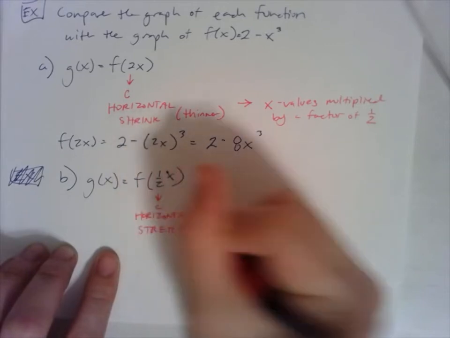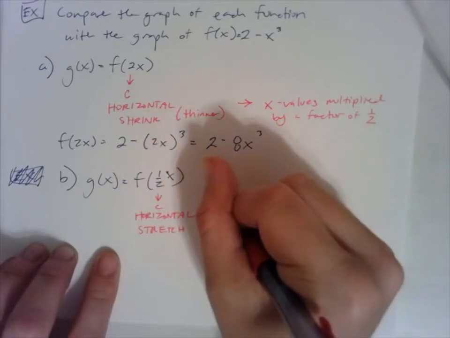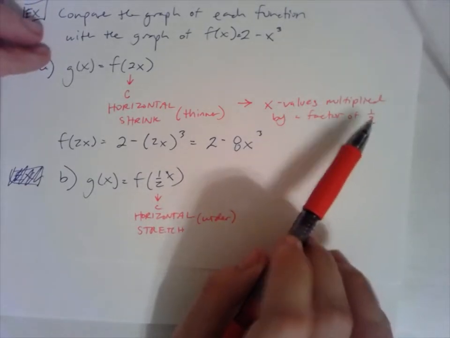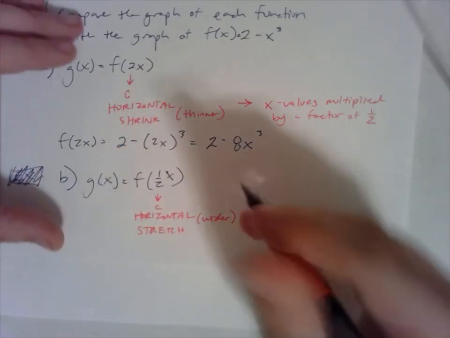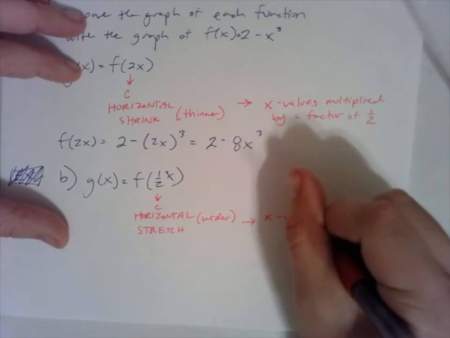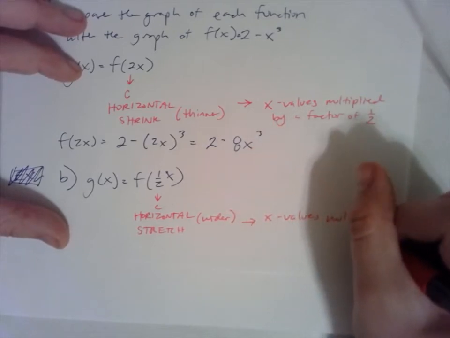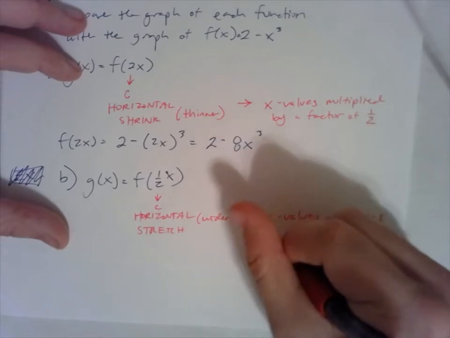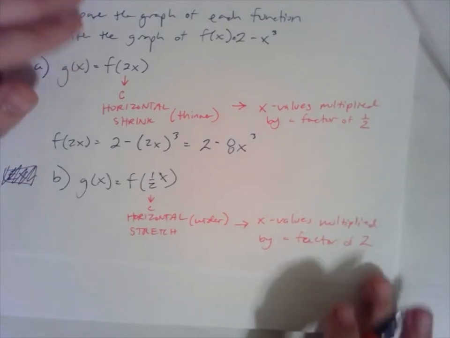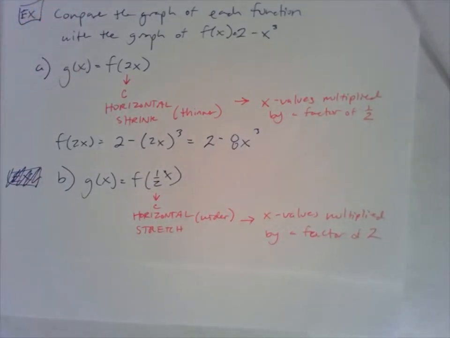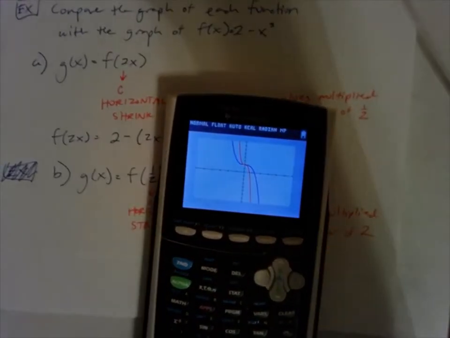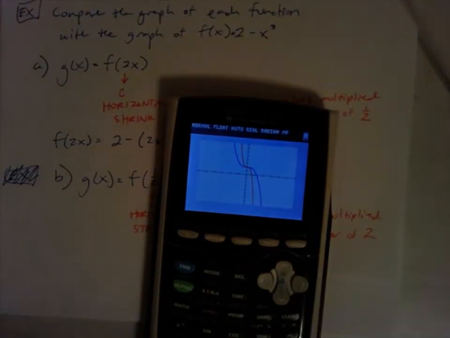And just like up here, when x values were multiplied by 1/2 when we substitute in 2x, now when we substitute in 1/2, our x values are multiplied by a factor of 2. And we're going to graph this and we're going to look at the table to really understand what that means. So, back to our calculator here. Now we go back to our y equals. We still have our original f of x in there, 2 minus x cubed.